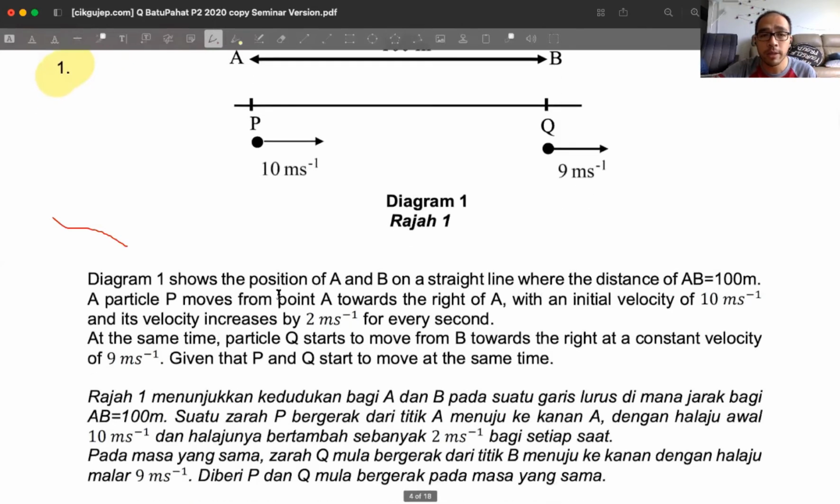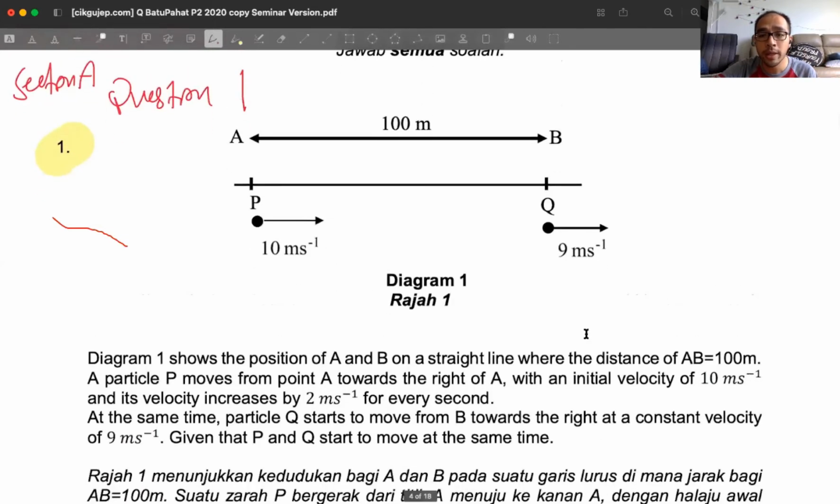So diagram 1 shows the position of A and B on a straight line where the distance of A and B is 100 meters. Okay, so jarak di antara A dan B adalah 100 meter. A particle P moves from point A to the right of A with an initial velocity of 10 meters per second. Okay, and the velocity increases by 2 meters per second for every second. Okay. Now, at the same time, particle Q starts to move from B towards right at a constant velocity of 9 meters per second. Okay, given that P and Q start to move at the same time.